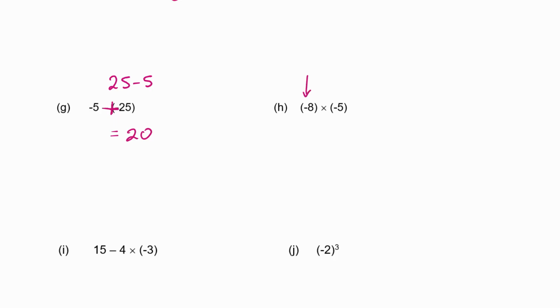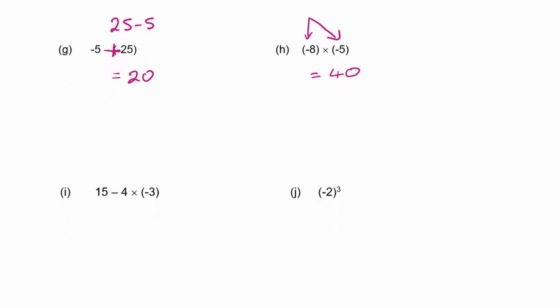Here we are multiplying. So two negatives do make a positive. Remember, when you're multiplying with the same sign, both positive, both negative, you get a positive result. Now you've decided it's positive, it's just 8 times 5, which is 40.